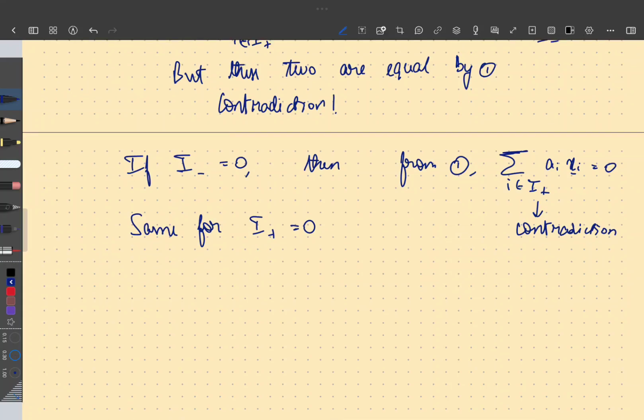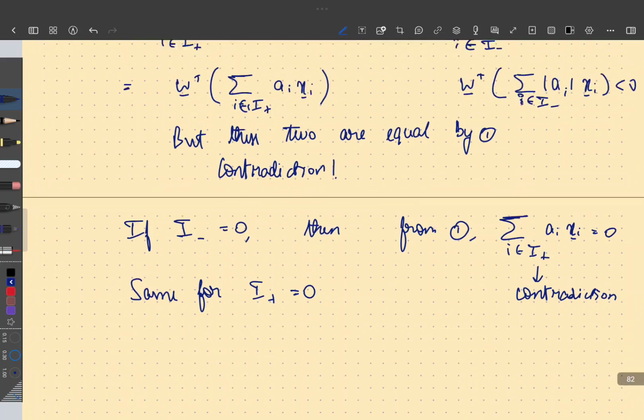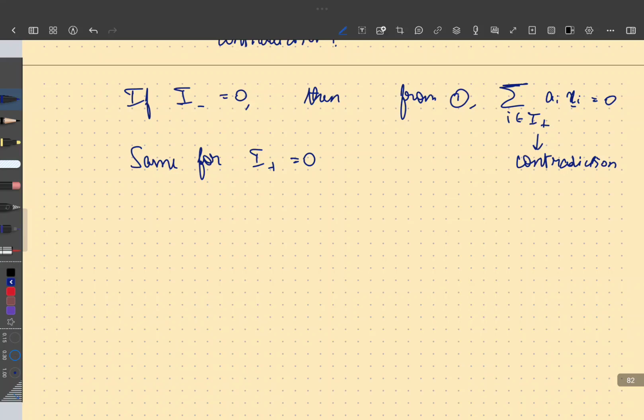So for the class of homogeneous linear classifiers, the VC dimension is equal to d. Questions?